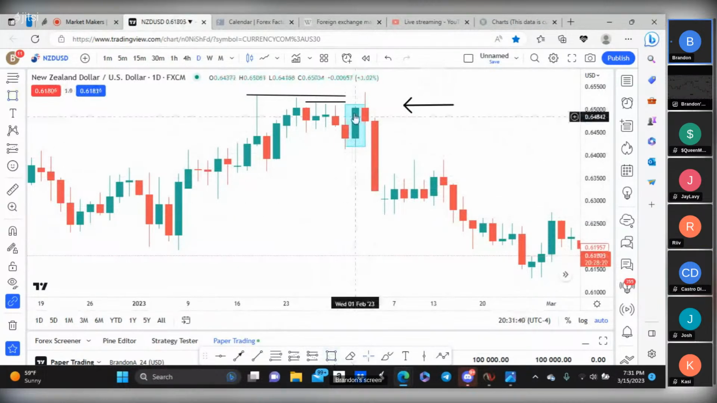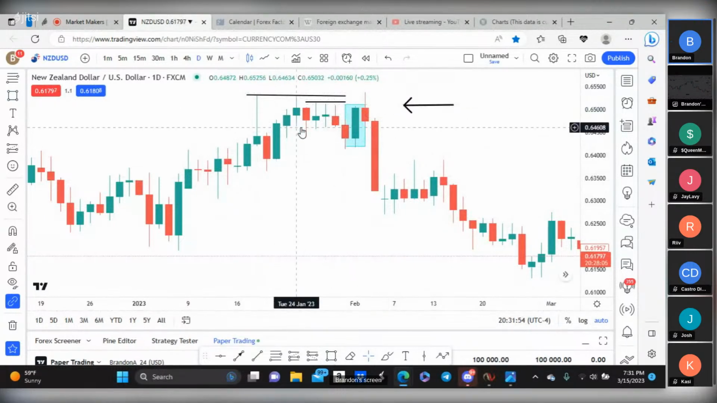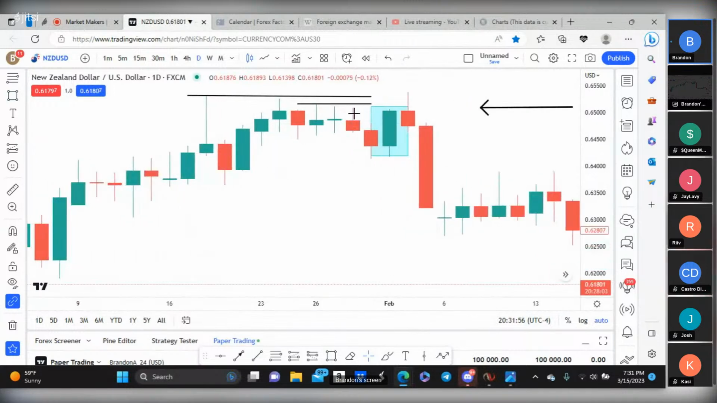So see, big money, they had to make the market. They're going to let you have this little retail support and then retail resistance. And they have to buy. Let me zoom it in. They have to buy up in order to sell. You get what I'm saying? So they have to buy in order to sell.